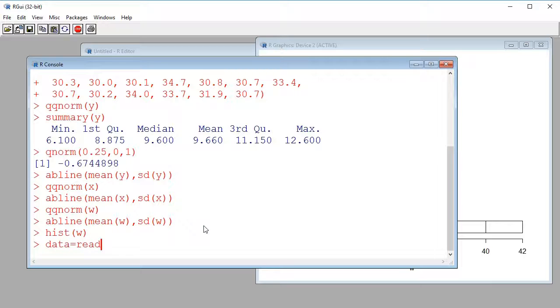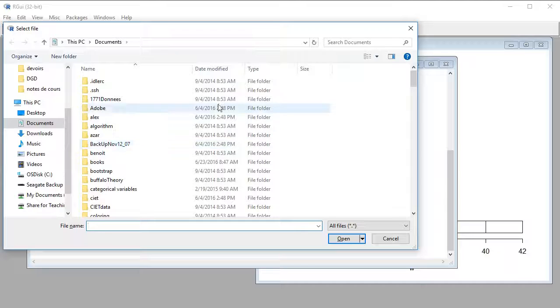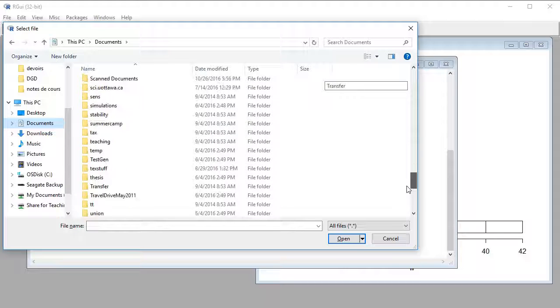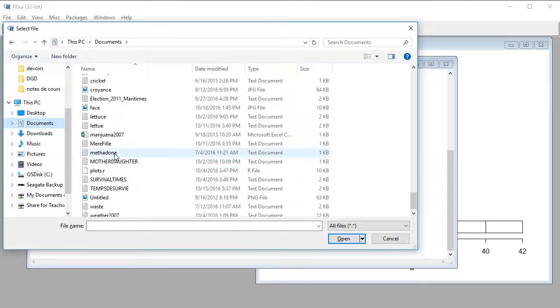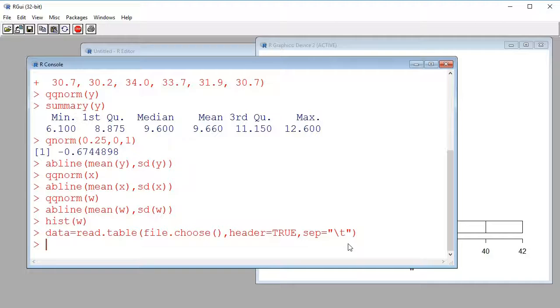So I'm going to create a data frame called data, using the function read.table, with file.choose as the first argument, header equal to TRUE because I have names of columns in my file, and sep equal to \t because I'm using tabs to separate my columns. Then R is going to ask me where this file is, and I put it in my documents, so I'm going to try to find the file. Let's use methadone. Okay, so I created a data frame.